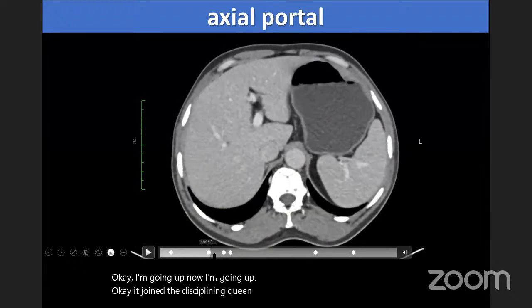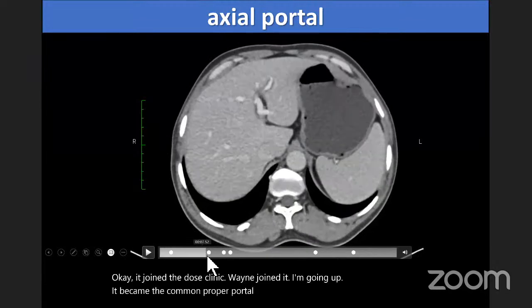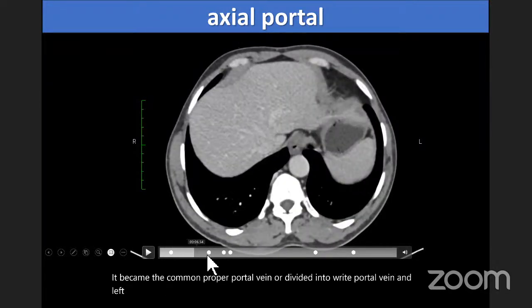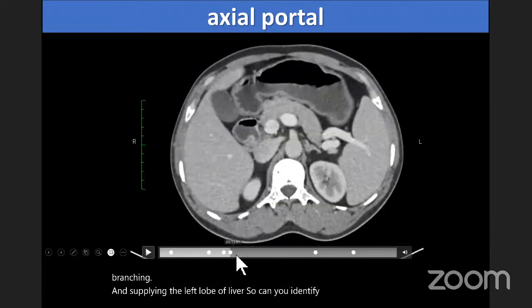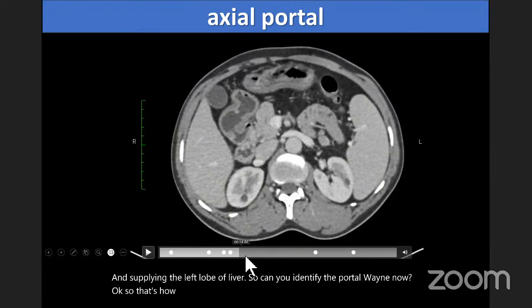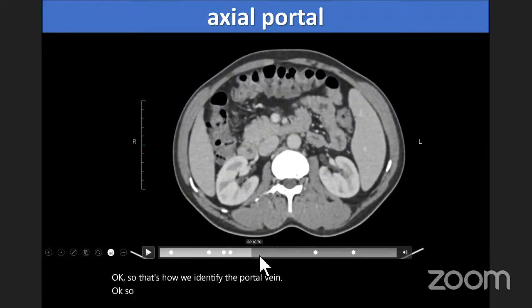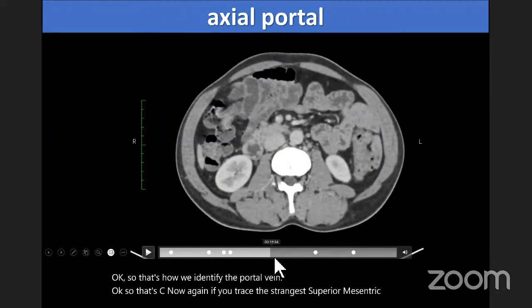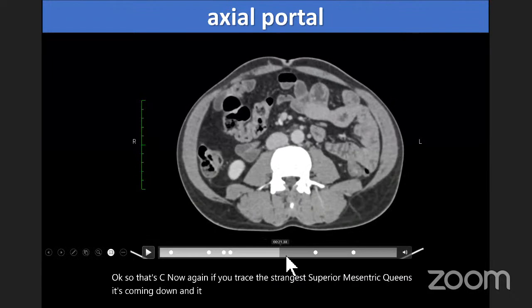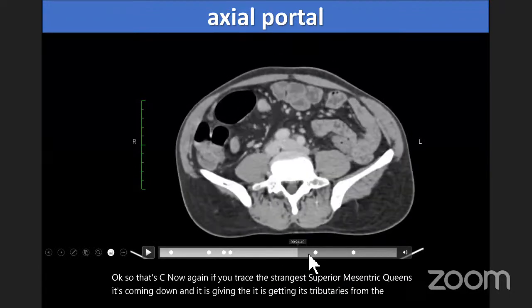The left portal vein is going to the left lobe of the liver. Again, it is branching and supplying the left lobe of the liver. So can you identify the portal vein now? Okay, so that's how you identify the portal vein. Now again, if you trace the superior mesenteric vein, it's coming down and it is getting its tributaries from the bowel. This is how the superior mesenteric vein is.